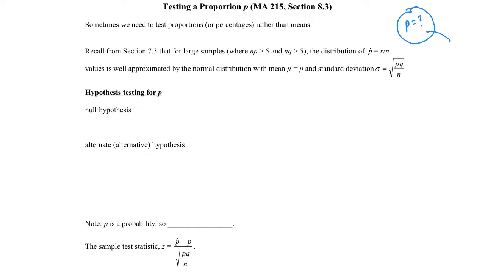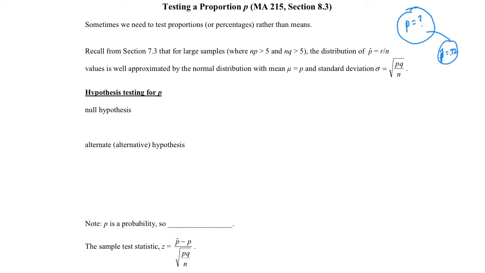So what we do is we take a sample, and maybe we get p hat equals 0.72. So this is our sample statistic. In this case, it's our sample proportion. And we're going to use this sample proportion to try to infer things about the population proportion. So, just to recall from 7.3.